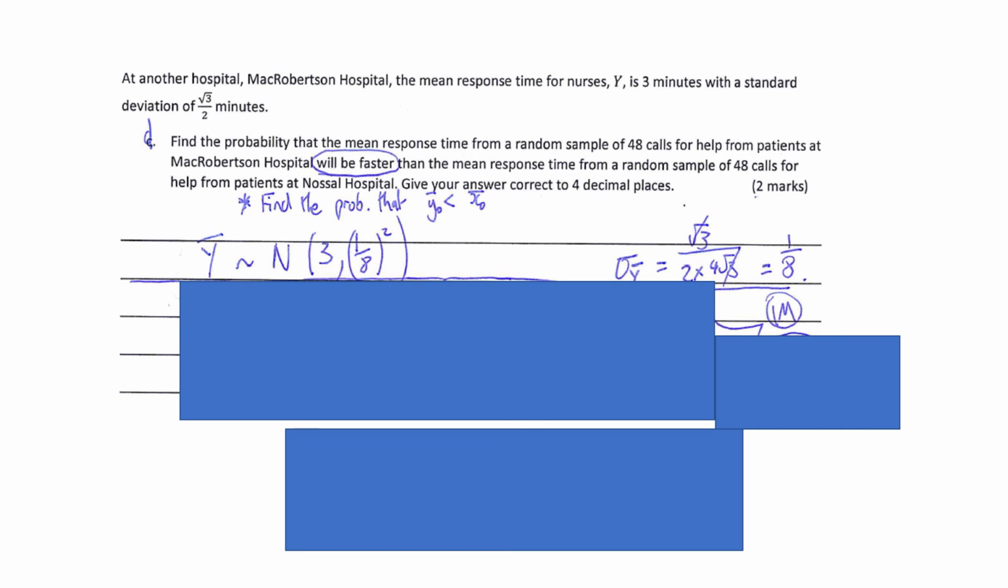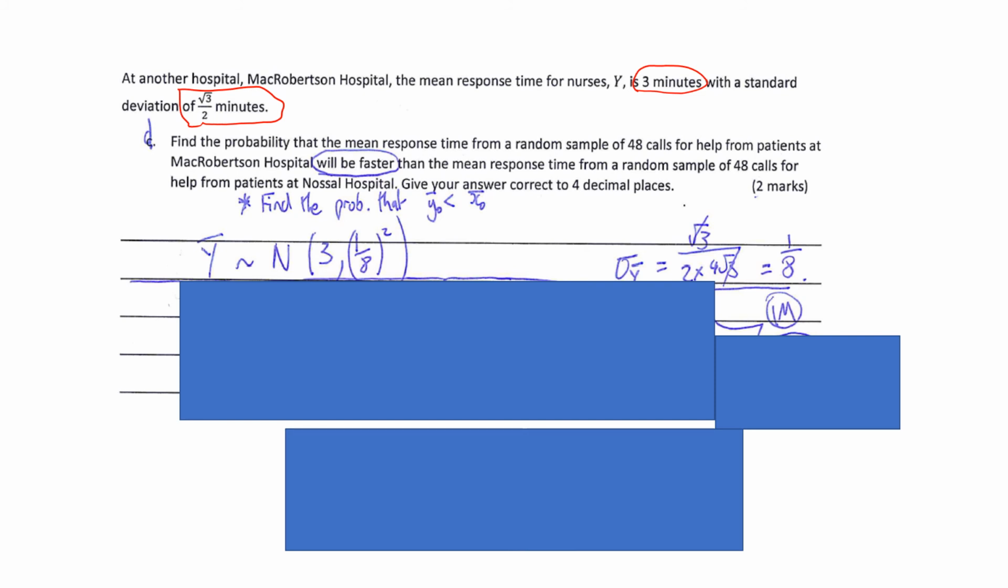Okay, at another hospital, McRobertson's Hospital, the mean response time was 3 minutes. Now, that should have been much closer to 1 minute to make this a decent question, maybe 1.2 minutes or something like that, with a standard deviation of root 3 on 2 minutes. So greater variability, because the other one was root 3 on 3, and certainly a much greater response time. In hindsight, that should have been much smaller. Anyway, doesn't matter. That was the intended playoff.